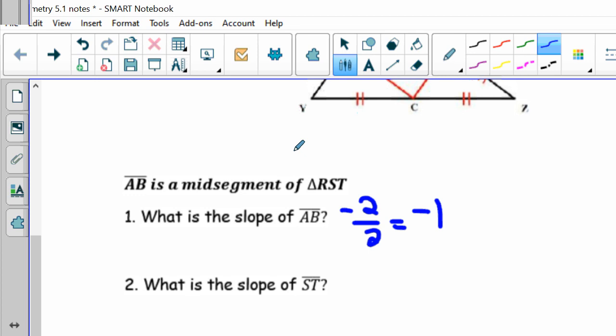So now I ask, what is the slope of segment ST? So again, here's S up here, T down here. We can count points. So again, I have to go down. So I go down 1, 2, 3, 4 over 1, 2, 3, 4. So -4 over 4, which also reduces to -1. So then it says, what can you conclude about segment AB and segment ST? We can conclude that they are parallel. Why? Because they have the same slope.